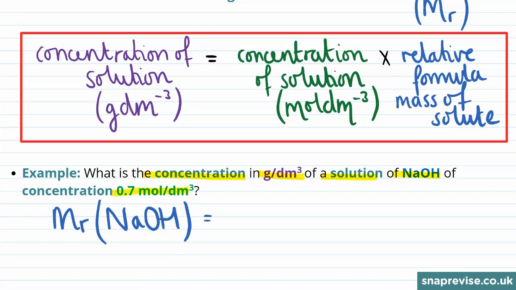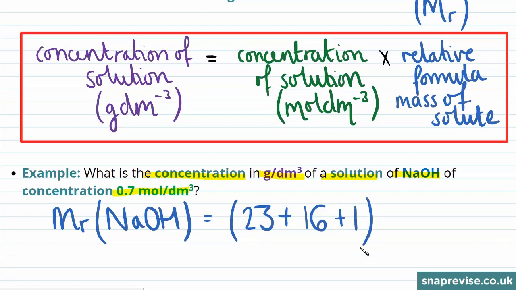If you've watched our video on relative formula mass, you'll know that the relative formula mass of a compound is equal to the sum of the relative atomic masses of the component atoms, where the relative atomic masses can be found in the periodic table. So in this case, the relative formula mass of NaOH is going to be equal to the relative atomic mass of sodium, which you can find in the periodic table as 23, plus the relative atomic mass of oxygen, which is 16, and the relative atomic mass of hydrogen, which is 1, which gives us a grand total of 40.